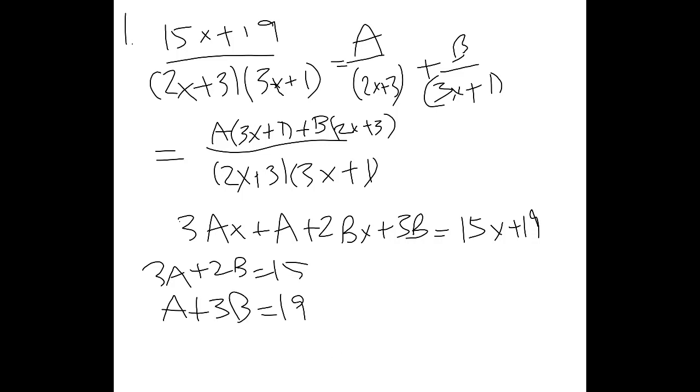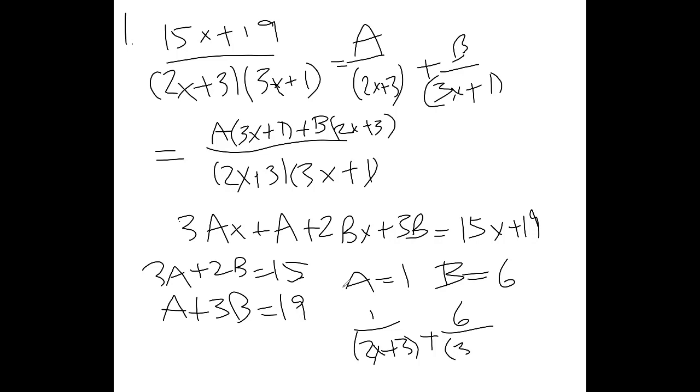Again, you have two equations, you have two variables as well. And I'm going to save time by just giving you guys what a and b are. We have that a is 1 and b is 6. So this is 1 over 2x plus 3 plus 6 over 3x plus 1.